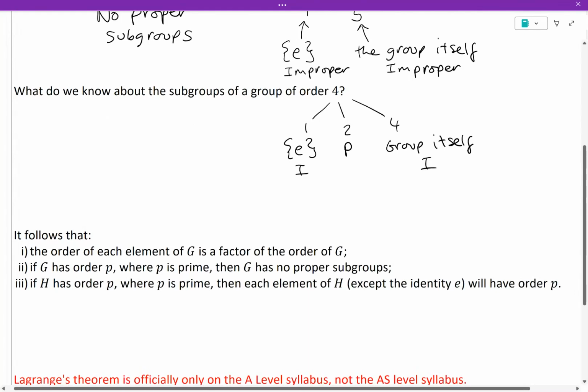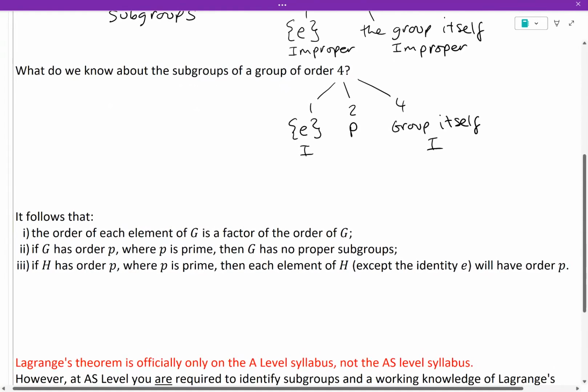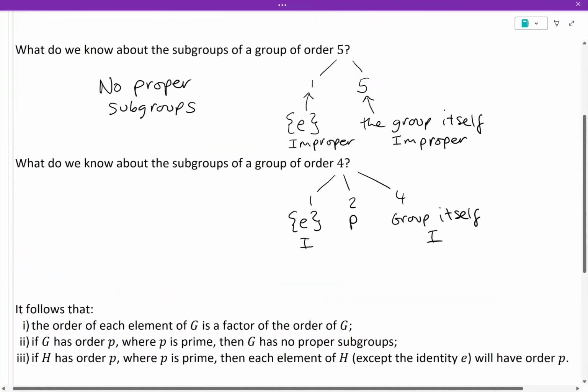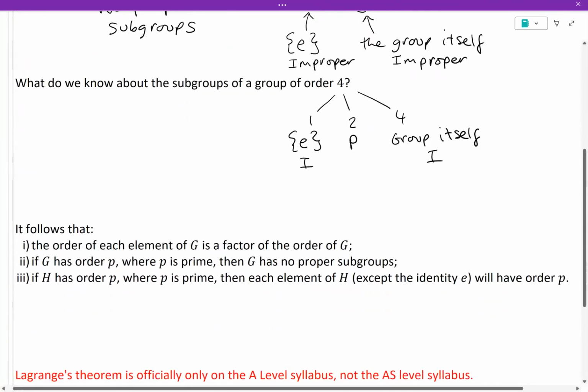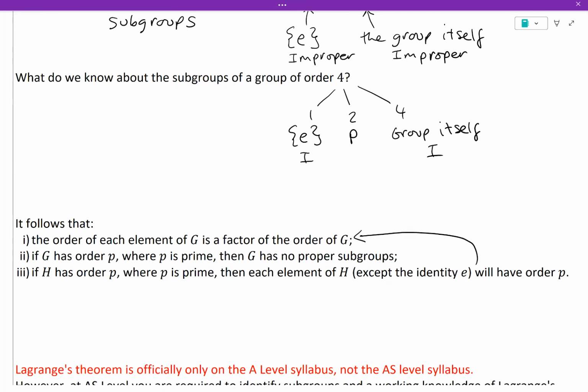Now, from Lagrange's theorem, it also follows that the order of each element of a group is a factor of the order of G. Okay, we have discussed this in a previous video. And then some of the bits that I discussed above, okay, if the group has a prime order, then there are no proper subgroups. We saw that for an order of 5. And also, if a group has a prime order, then each element, apart from the identity, will have an order of p, that prime number as well, which sort of links heavily to the above. Okay, we also discussed that in a previous video, especially relevant when you're thinking about cyclic groups as well.